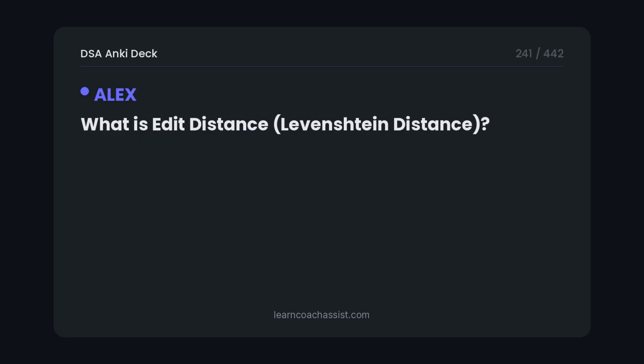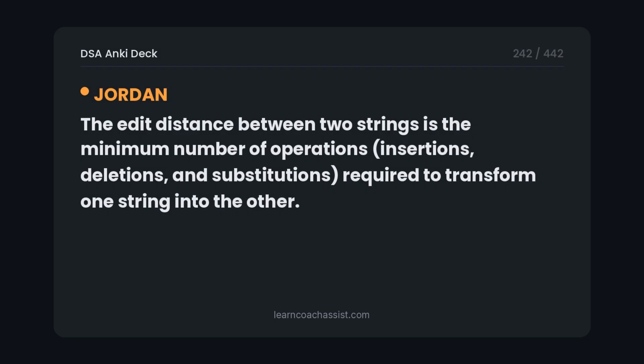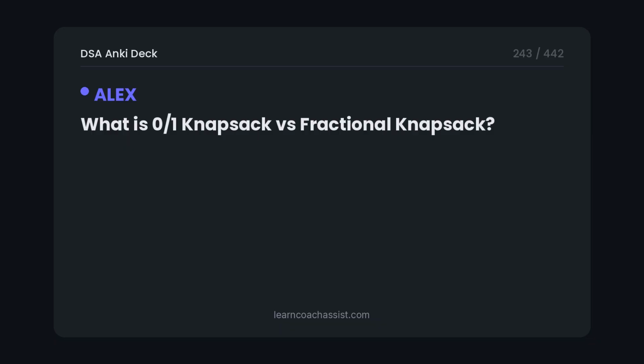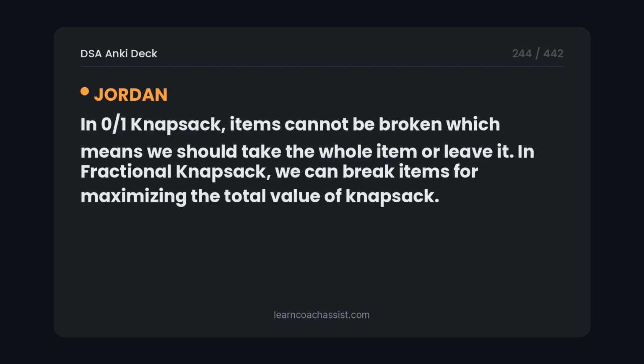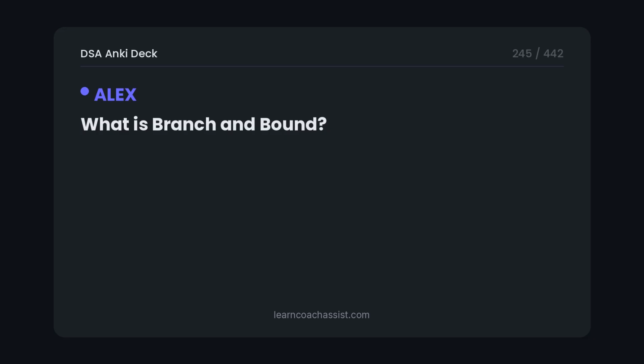What is edit distance, Levenshtein distance? The edit distance between two strings is the minimum number of operations, insertions, deletions, and substitutions, required to transform one string into the other. What is 0-1 knapsack versus fractional knapsack? In 0-1 knapsack, items cannot be broken, which means we should take the whole item or leave it. In fractional knapsack, we can break items for maximizing the total value of the knapsack.